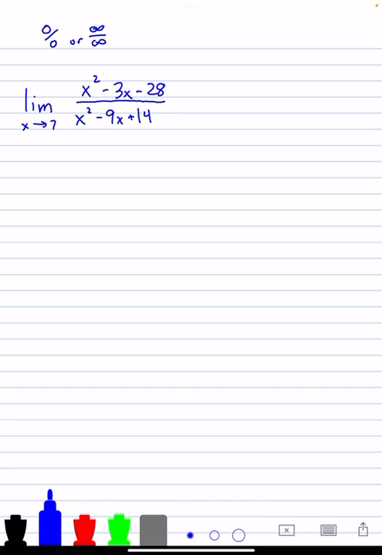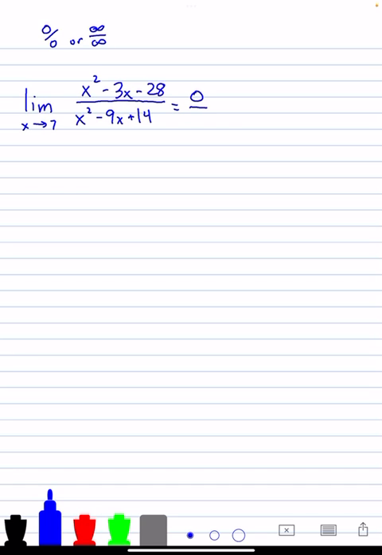But 0 over 0 is indeterminate. So let's look at it. First, we have the limit of x squared minus 3x minus 28 divided by x squared minus 9x plus 14 as x approaches 7. Now if we were to plug a 7 in using direct substitution, that would be 7 squared, 49, minus 21 minus 28, which would give us 0.